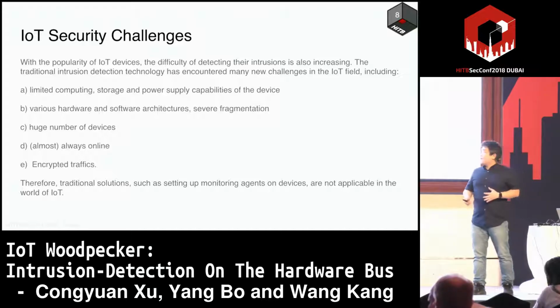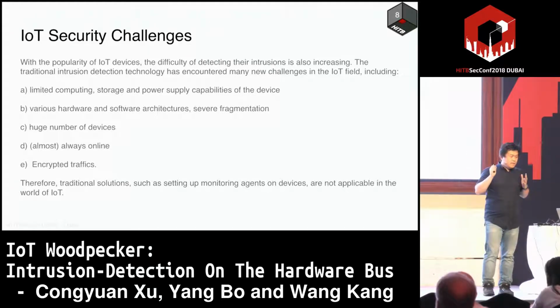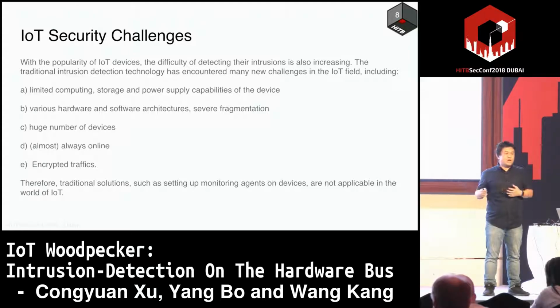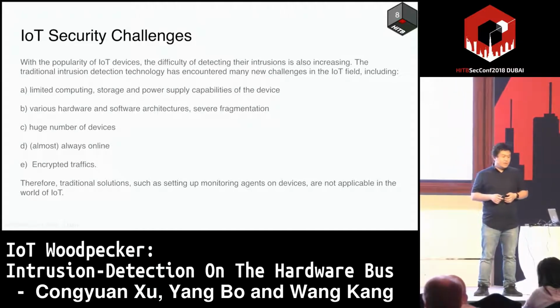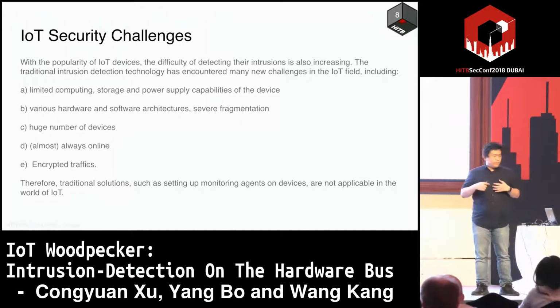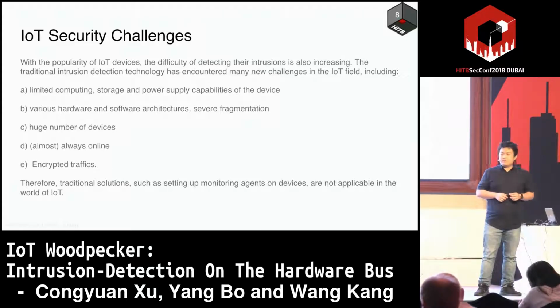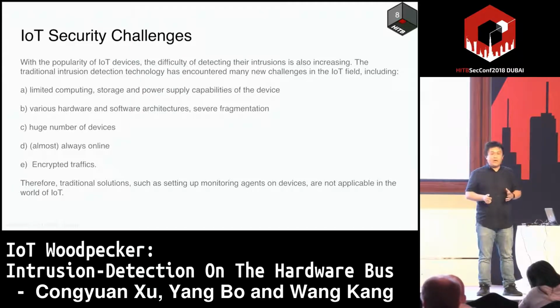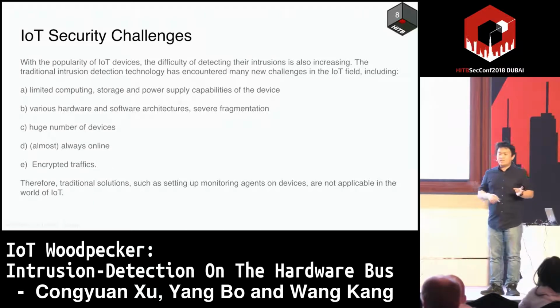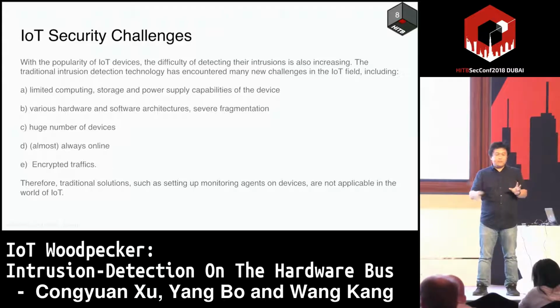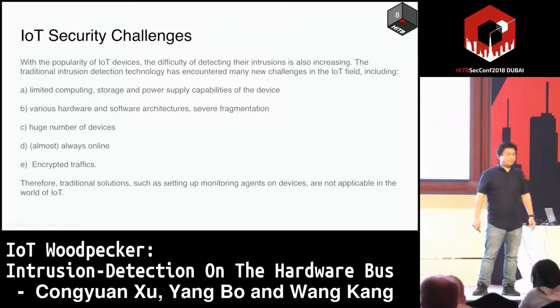So in my opinion, there are a lot of IoT security challenges. We have limited computing, storage, and power supply capabilities on the device. We cannot install an agent on it; you cannot mine cryptocurrency with your Fitbit, right? So basically, we have very limited device capabilities. Second, there are various hardware and software architectures, which lead to the severe fragmentation disaster. And we have a huge number of devices, and they are always online, basically. There is traffic between the device and the cloud, and that traffic is also encrypted, which means we cannot audit HTTP or other plain text traffic.